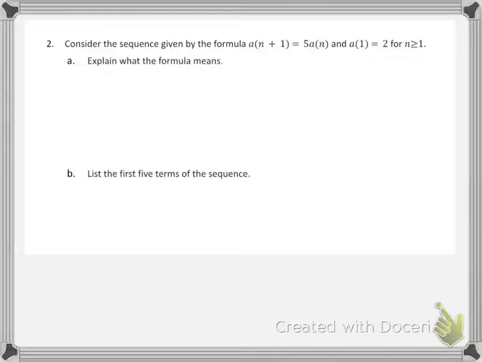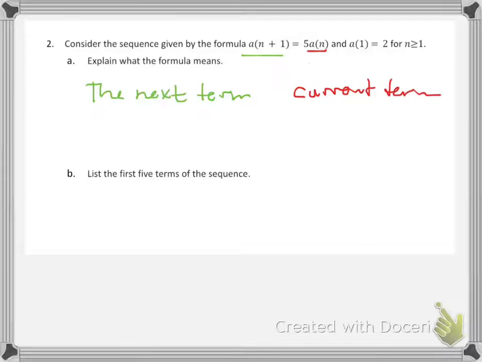So what does it mean? Well, I kind of just said it. This means the next term, a of n plus 1, is equal to 5 times the current term. So this part, a of n, is the current term. And the first term is going to be a 2. And we're starting with n greater than or equal to 1.